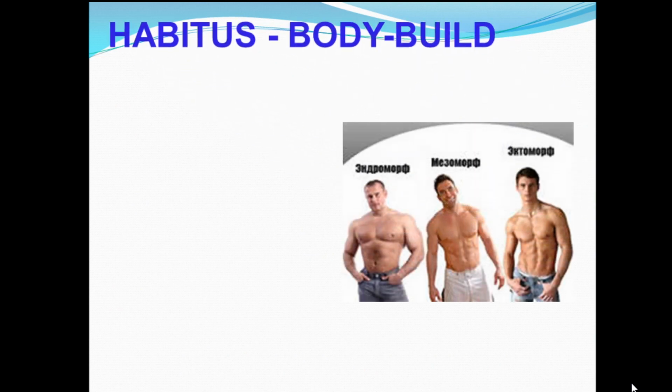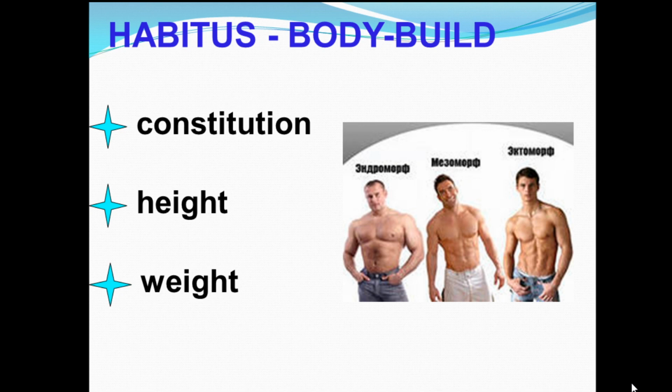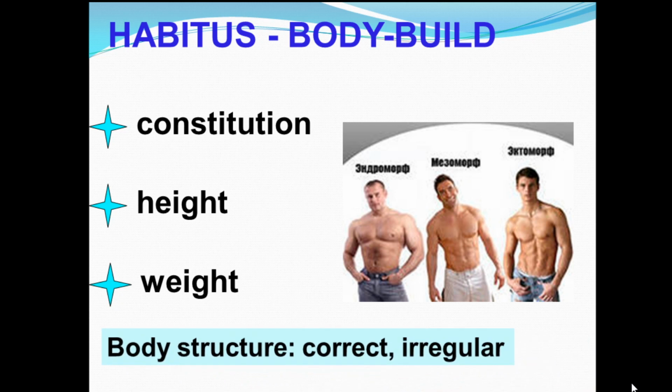The next step of our inspection is assessment of habitus, or body build, which depends on the constitution, height, and weight of the patient. And if all these indices are correct, we are talking about correct body structure. If there is any deviation, we are talking about irregular body build. Let's stop on every characteristic.